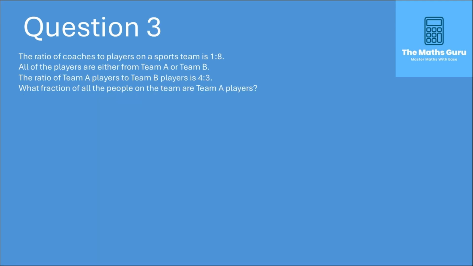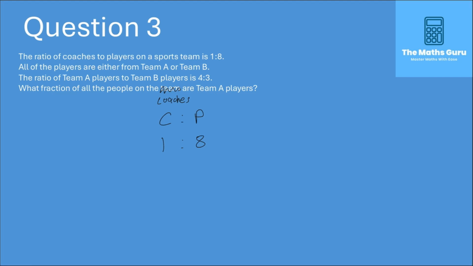This is a similar example to the one before. The ratio of coaches to players is 1 to 8. All of the players are either from Team A or Team B. The ratio of Team A players to Team B players is 4 to 3. What fraction of all the people on the team are Team A players? And I think this is supposed to mean coaches, because reading the question, that makes more sense. So what fraction of all the people on the coach are Team A players?